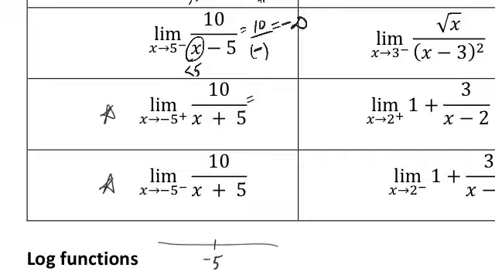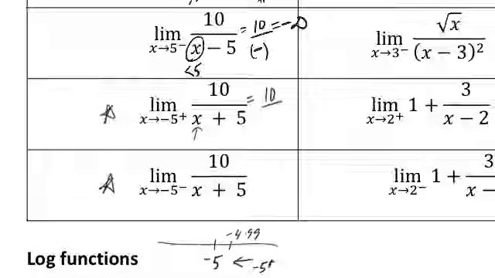Hopefully you figured out that in this case, if I'm approaching negative 5 from the positive side, then I'm at numbers like negative 4.99, negative 4.999, etc. So this number right here, plus 5, is going to be a positive number. And so this is going to go to infinity.